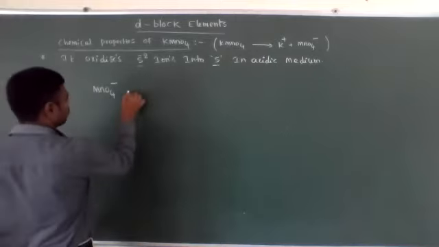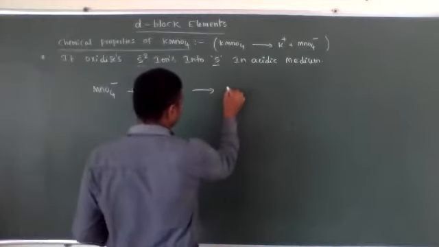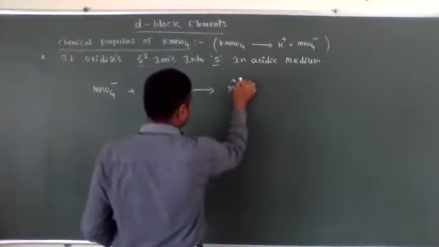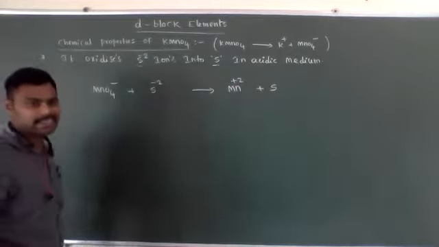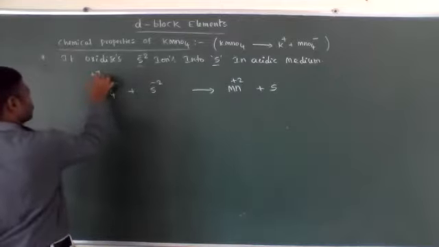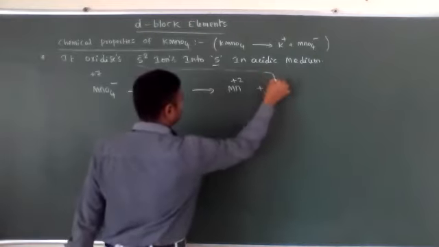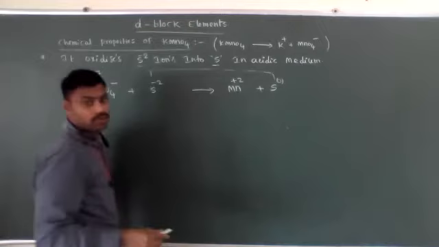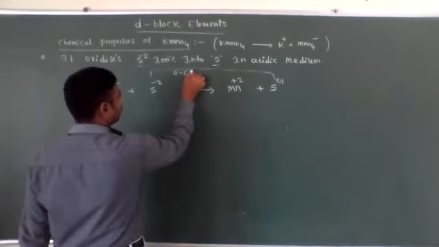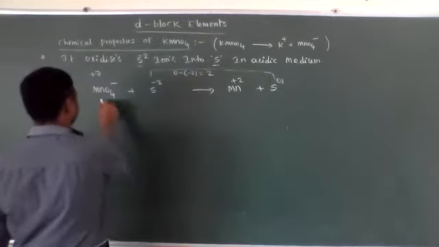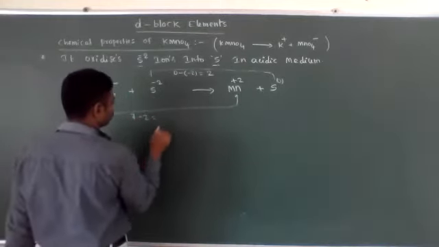MnO4 minus plus S-2 is converted into Mn+2 plus S, sulfur. Now we need to balance this equation. What is the charge here? +7. What is the charge here? +2. Now here the oxidation state of sulfur atom is 0, so the oxidation state difference is 0 minus of -2, which is equal to 2. And here the oxidation state difference is 7 minus 2, which is equal to 5.